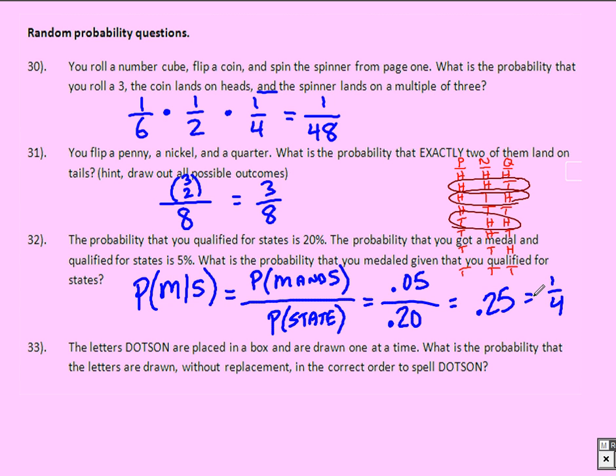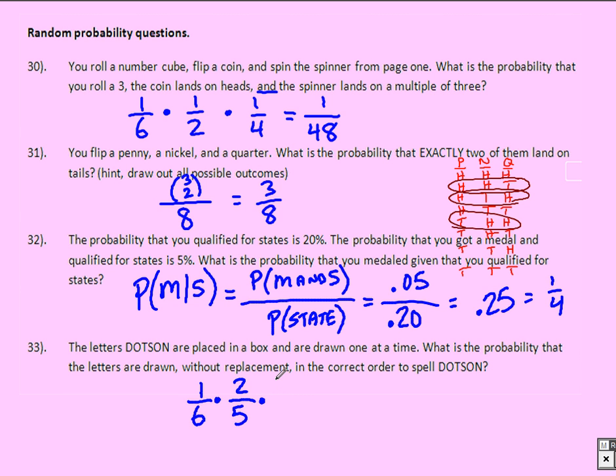All right, 33. The letters of a word are placed in a box and drawn one at a time. What's the probability that they are drawn without replacement, and you draw them in the correct order to spell that word? So what you've got to do: the first one you draw must be the letter D. Well, there's only 1 D out of the 6 in the bag. And now I need to pick the letter O. There's 2 O's in the bag, and now there's only 5 remaining, so 2 out of 5.